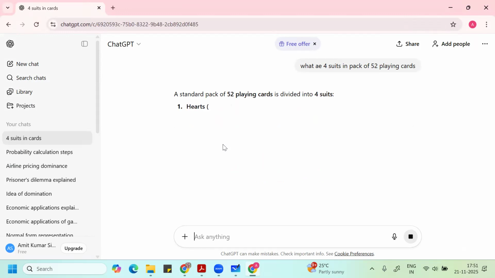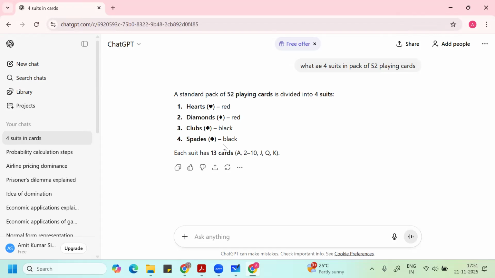So 52 cards are divided into four suits. Those four suits are heart, diamond, club, and spade. Each suit has 13 cards, where you have numbers from 2 to 10, and then you have ace, jack, queen, and king. So you have to remember this about the pack of 52 playing cards.